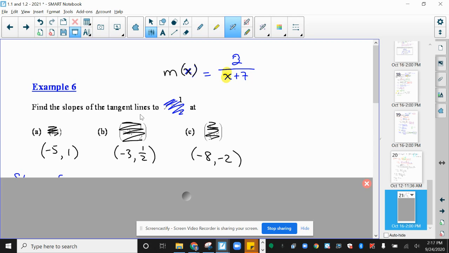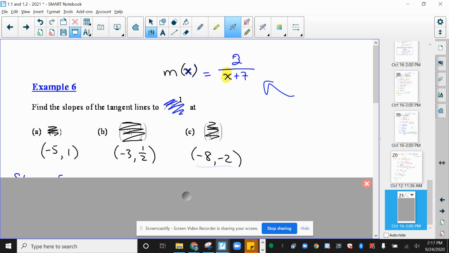And I want the slopes of the tangents at all 3 of these points. So negative 5, 1 is on this curve. So is negative 3, 1/2. So is 8, 2. All 3 points are on this curve. I want their 3 separate slopes of tangents.